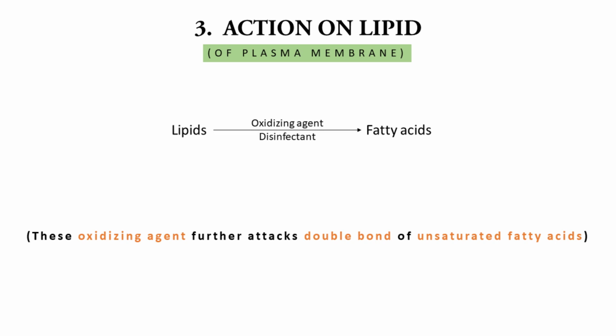They further attack double bond of unsaturated fatty acid, and when cell wall and plasma membrane flexibility is lost and it becomes stiffened, the cell eventually collapses and the content bursts and the microbe becomes finally non-infectious.